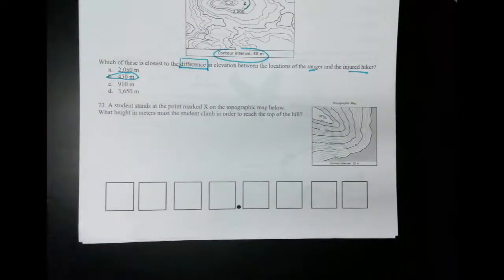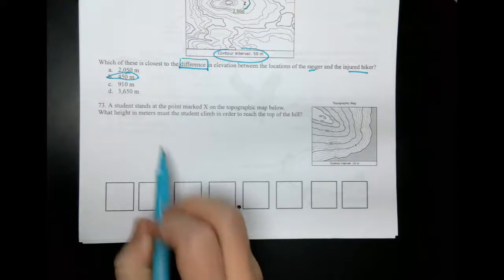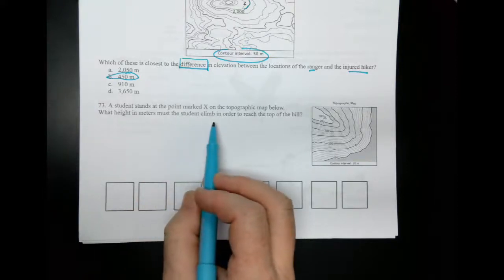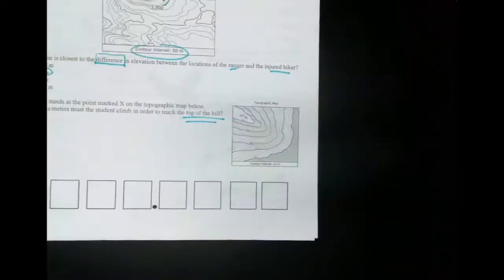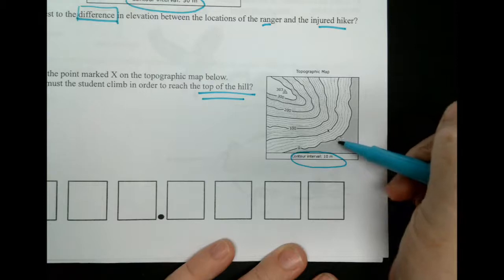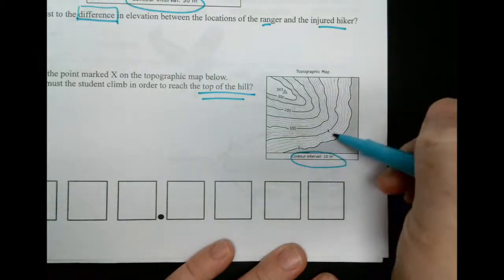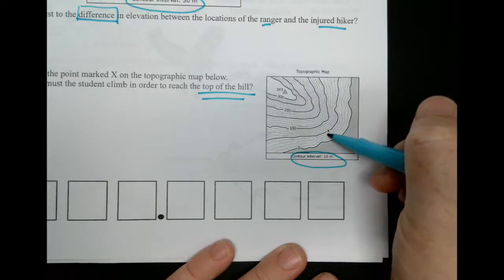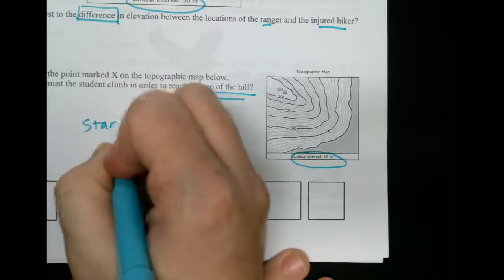And last, if a student stands at point X on the topographic map below, what height in meters must the student climb in order to reach the top of the hill? As I look at my diagram, I need to remember to use my contour intervals and figure out where the student starts. The contour interval is 10, so the lines go up by 10. This must be at sea level because here is 0. So 10, 20, 30, 40, 50. So they start at 50.